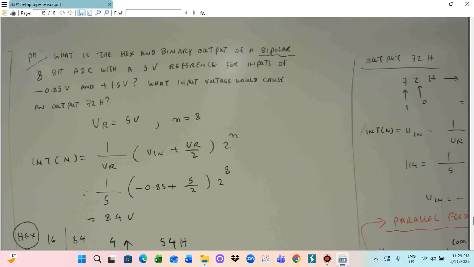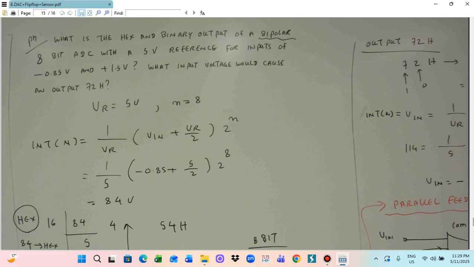The next problem is what is the hex and the binary output of the bipolar 8-bit analog to digital converter with the 5 volt reference for input of minus 0.5 volt and minus 1.5 volt. What input voltage will cause the output 72H? So in this case, we write down the equation. VR equal to 5 and n equal to 8. So the INT N equal to 1 by VR multiplied by Vin plus VR by 2 multiplied by 2 power N. In this case, VR is the reference voltage, 5, we substitute.